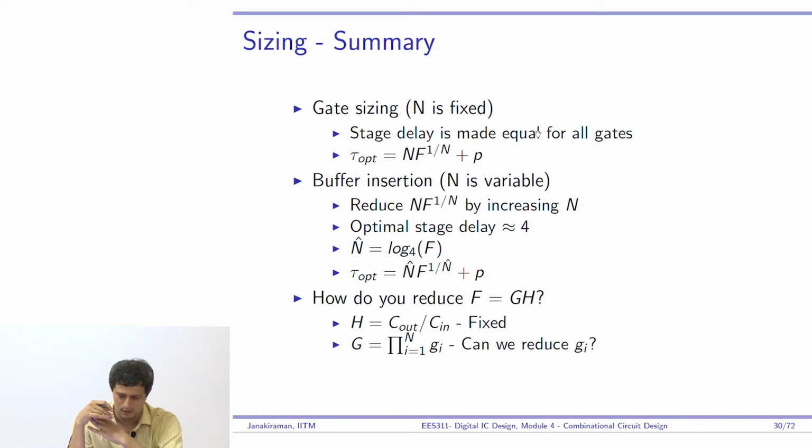right, where p is the parasitic effort, and f is the stage effort, where f is equal to capital G into H, path logical effort into path electrical effort, which is output capacitance by input capacitance, right? Now, on the other hand, if you have very few gates in the path which is driving a very large load, then this minimum delay is not sufficient.